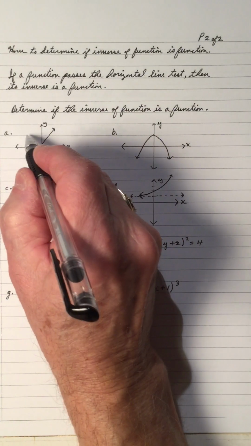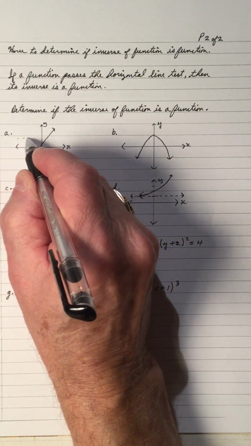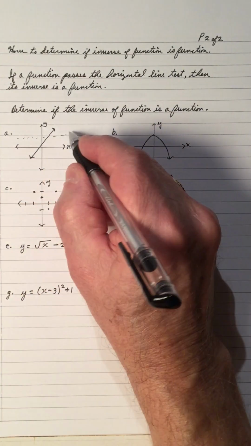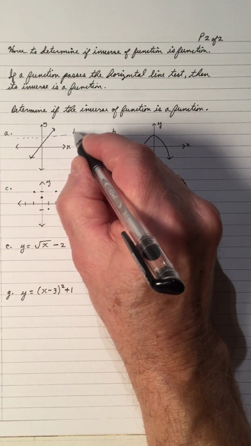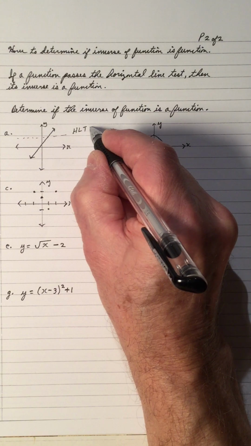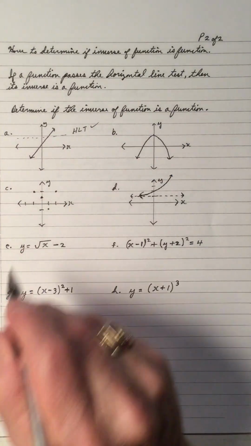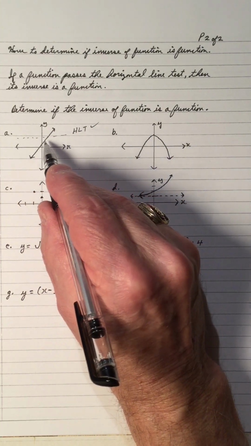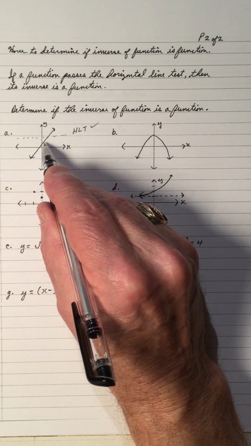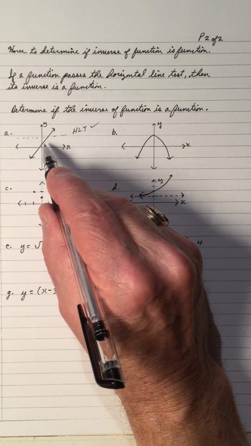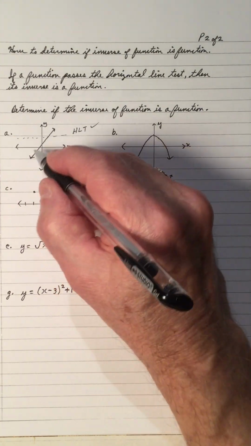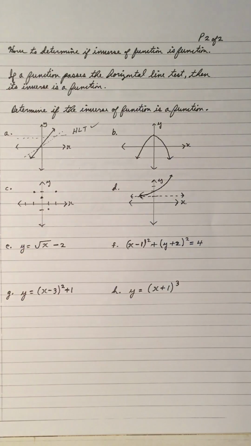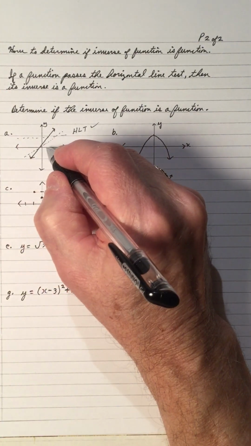If I draw a horizontal line anywhere here, it passes the horizontal line test. So that means the inverse of this function is a function. If you did the reflection in the line y equals x, then its inverse will be a function.